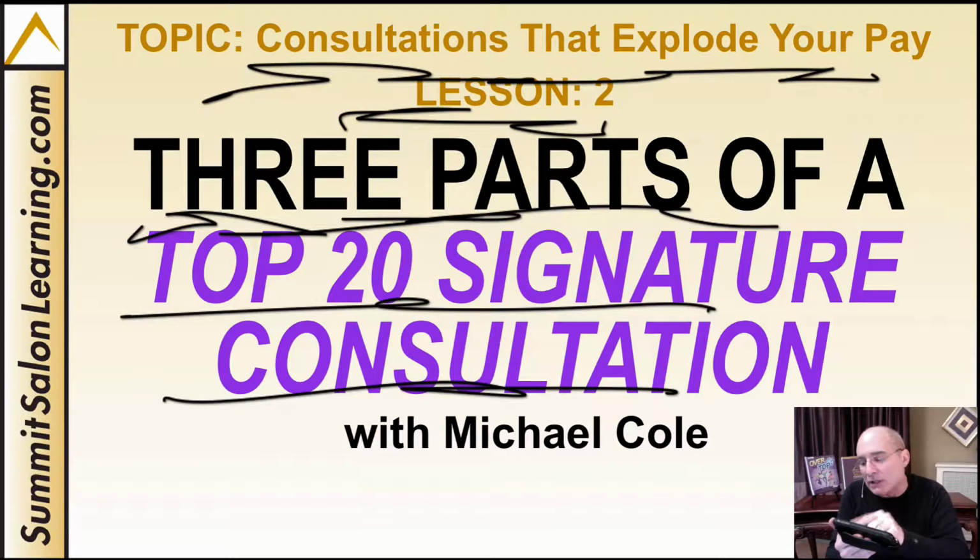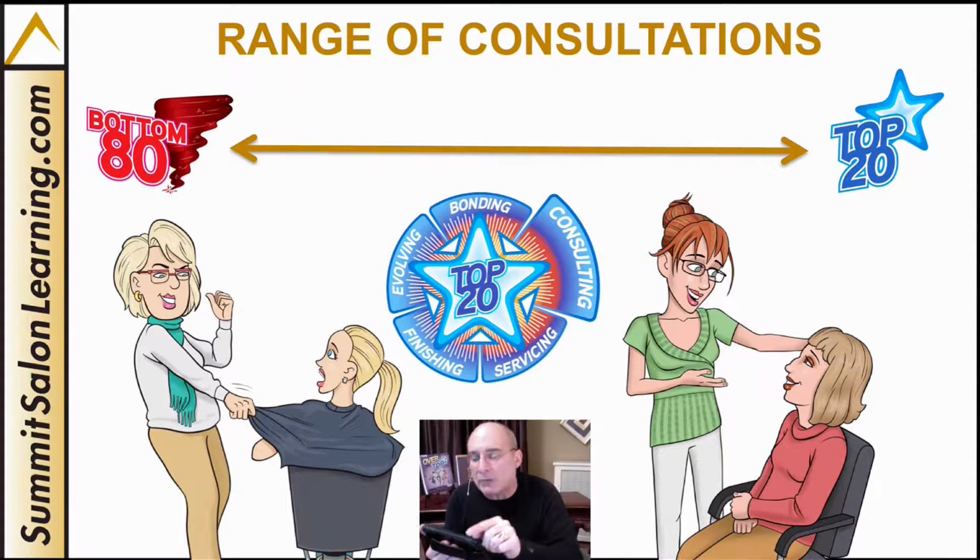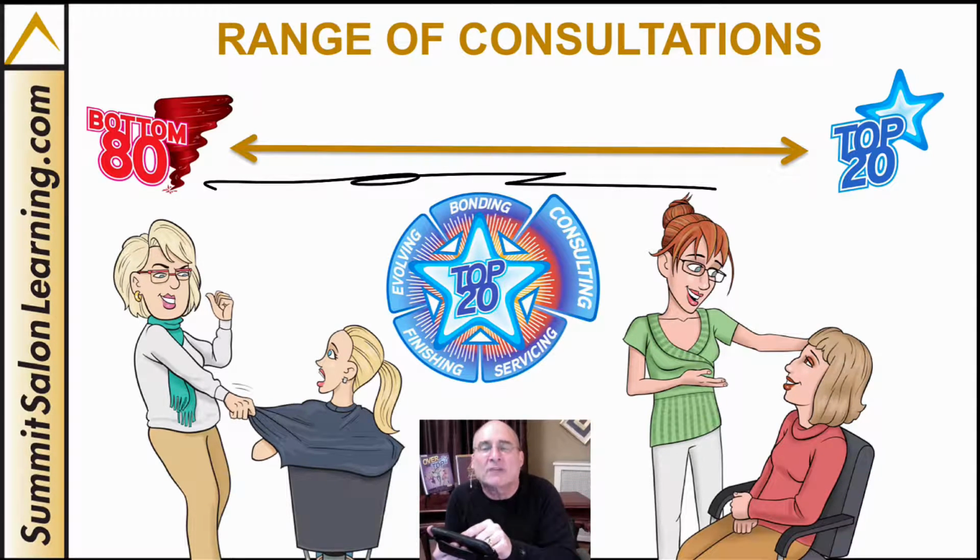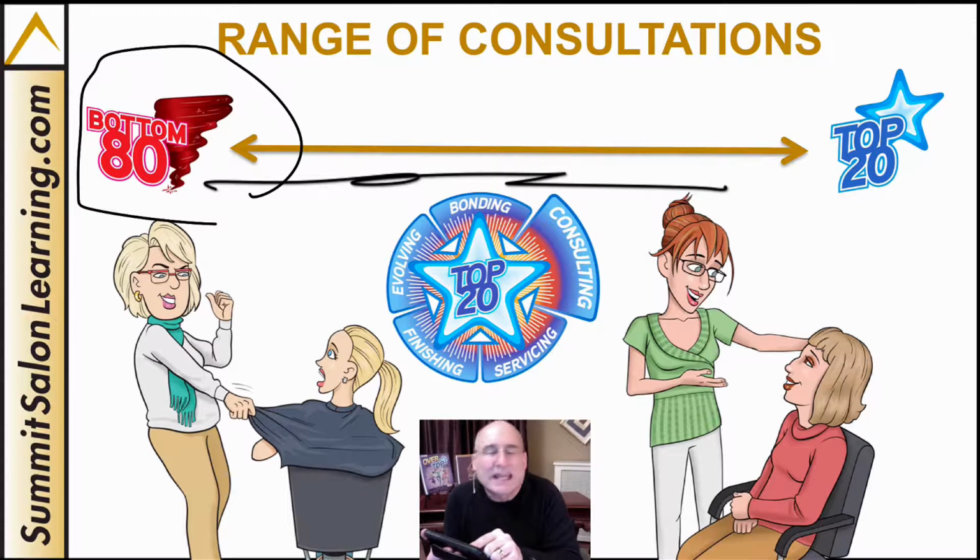Now, as you recall, in the last lesson, we used this concept called range of consultation, and basically it was a metaphor that illustrated an ordinary, average, traditional, mediocre consultation, and we were really pointing to something that really transcended that. We called it a top 20 or a signature consultation.